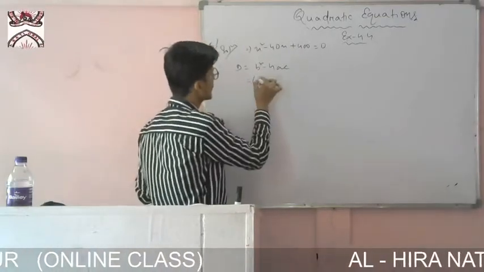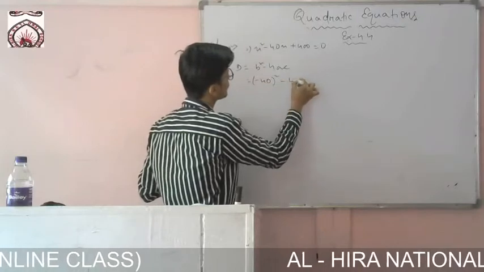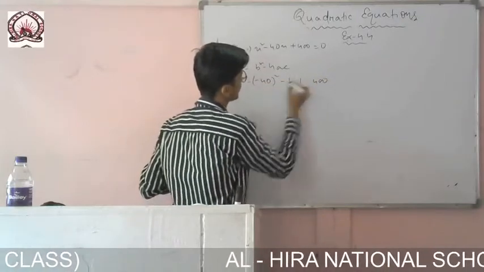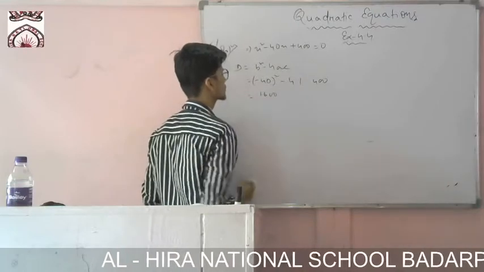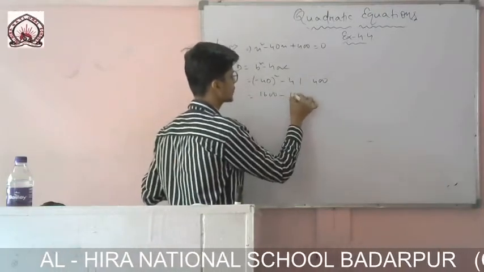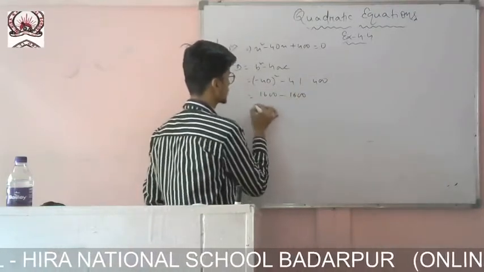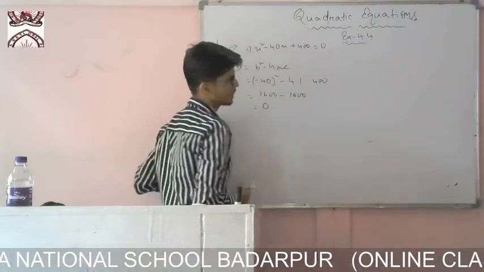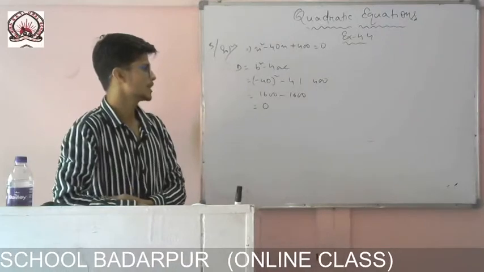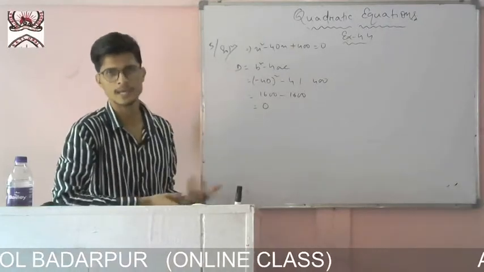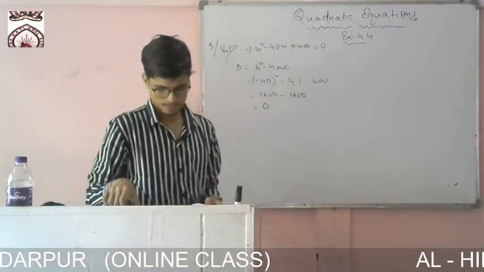So b will be minus 40 square minus 4ac. Minus 40 square, 4 square is 16, so it will be 1600, and minus 4 4s are 16, so it will be 1600. That means the answer is 0. So the discriminant came 0. If it came 0, that means the roots will be equal.